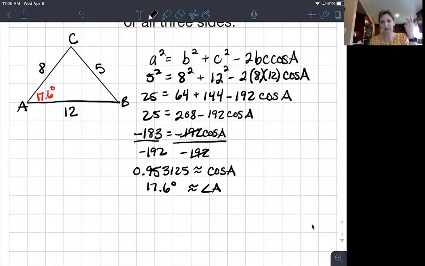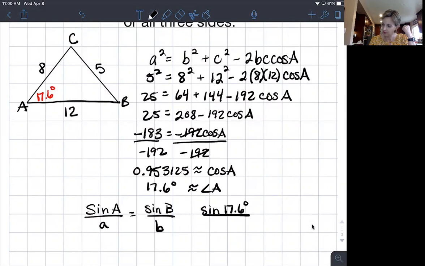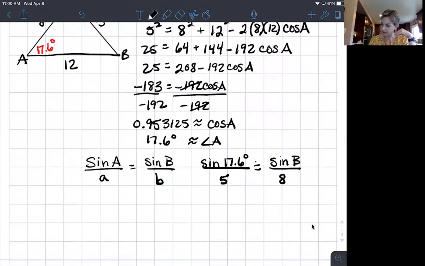So let's say I want to solve for B. Okay, so I'm going to use the law of sines now. I'm switching gears and I'm going to solve for B. All right, so sine A is going to be sine of 17.6 degrees over side A. And I'm going to solve for angle B. And side B is 8. Okay, so now you just cross multiply and solve for angle B, right? Still a few steps, but a little bit less complicated than the law of cosines.